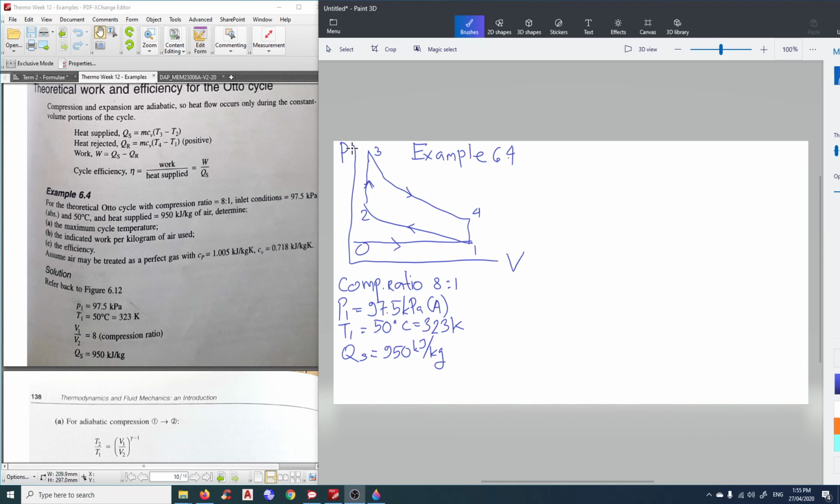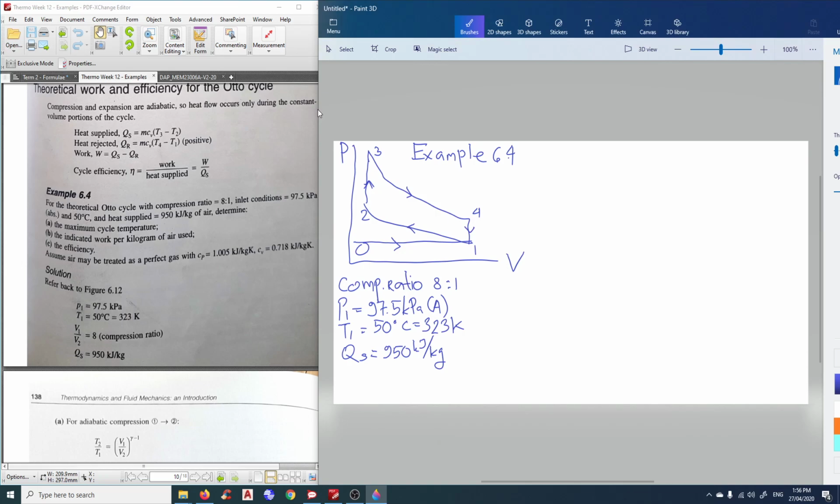I drew the PV diagram for the Otto cycle. The Otto cycle is from 0 to 1, constant pressure. 1 to 2 is adiabatic compression. 2 to 3, constant volume combustion. 3 to 4, adiabatic expansion. 4 to 1, constant volume expansion. Oops, I missed the arrow here.